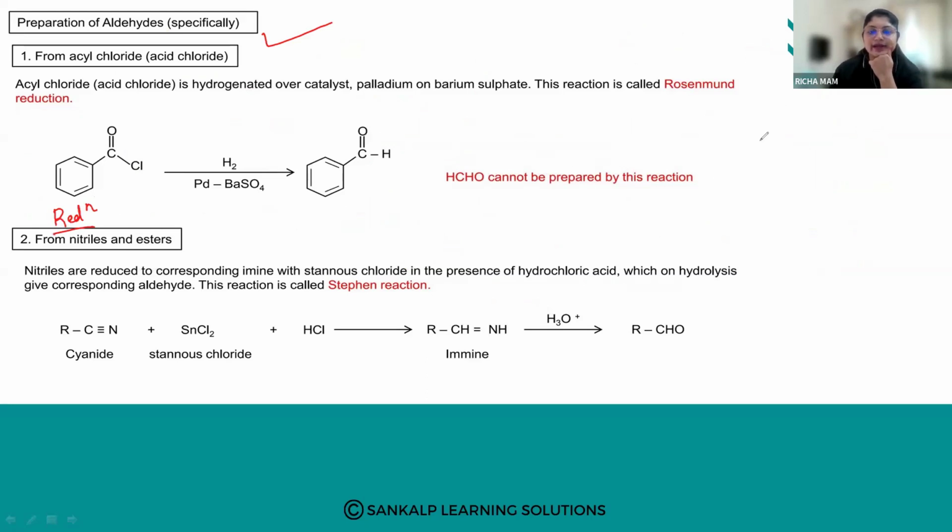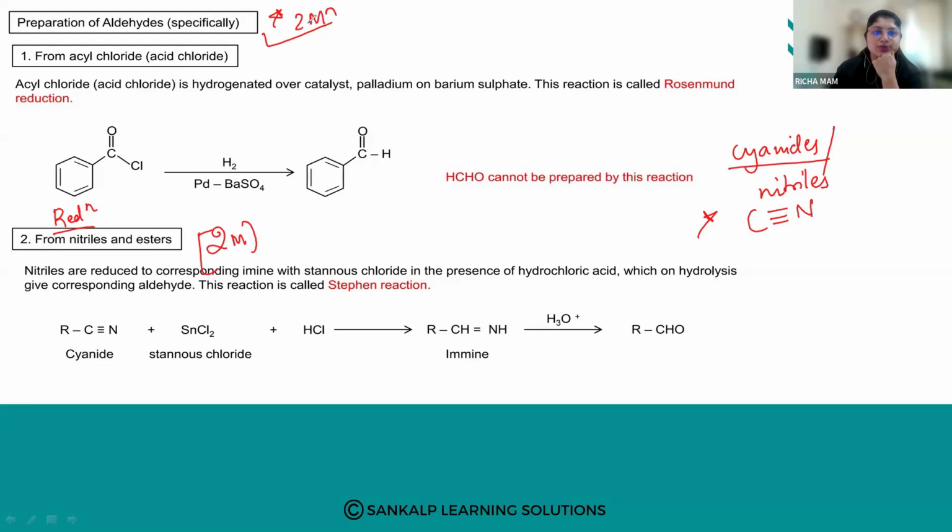What do you mean by nitriles? Nitriles are nothing but cyanides, C triple bond N. So we are doing reduction: we are going to add a hydrogen molecule across this triple bond. Mark this important for 2 marks.